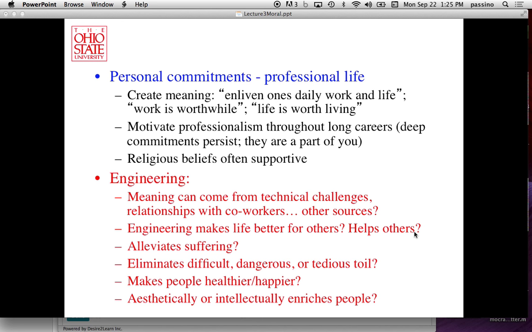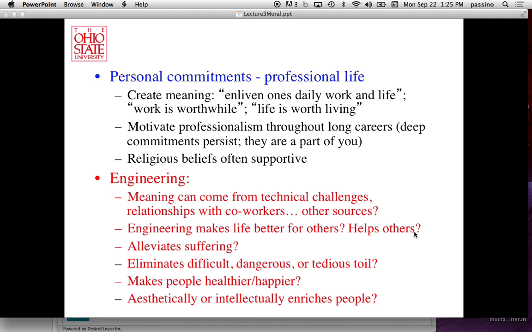With respect to engineering, the meaning can come from technological challenges. I don't know about you, but I love a good technological challenge. I don't care if you're gonna call me a nerd for saying that. I mean, I love a great technological challenge and overcoming a technological challenge, okay? That's why I'm an engineer.